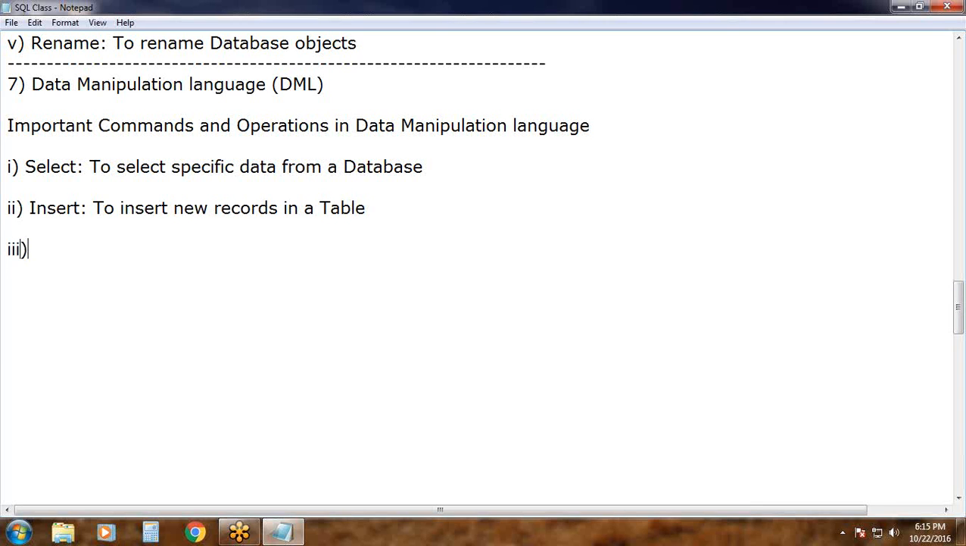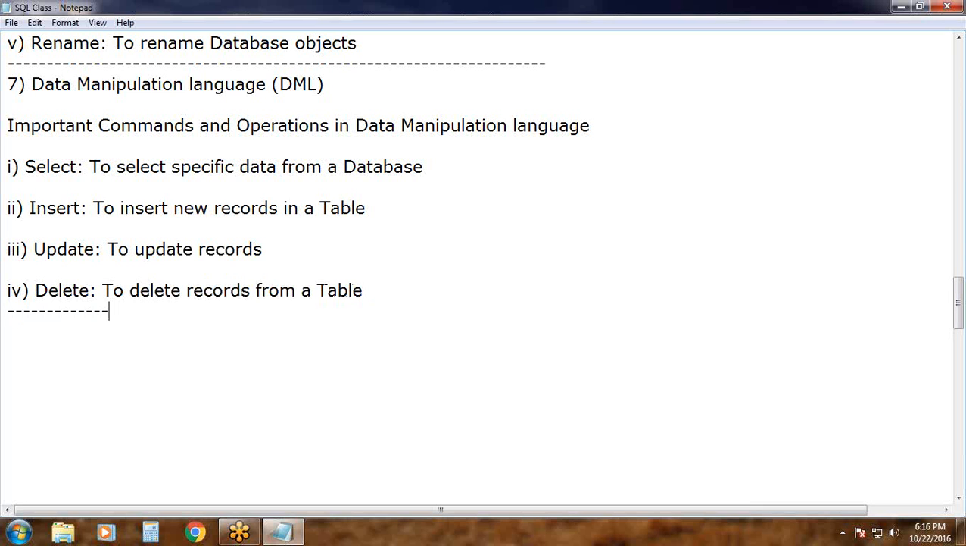Next, update. See, SQL is not case sensitive. Use first letter capital for better readability, but no issue. You can use all uppercase or all lowercase. Update command, to update existing records. Next, delete, to delete existing records from a table.